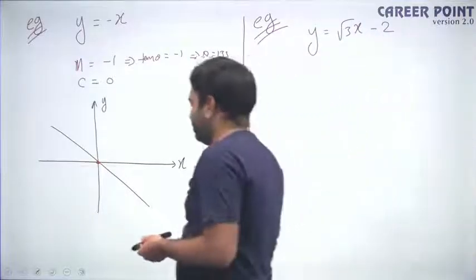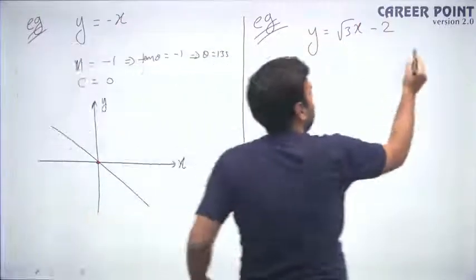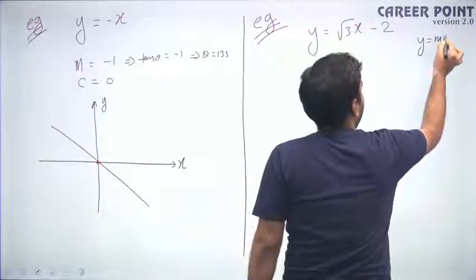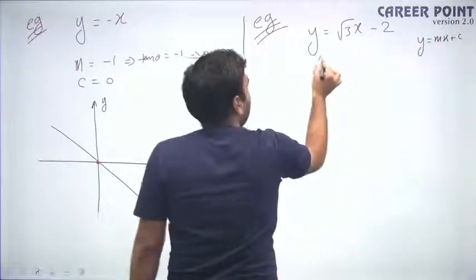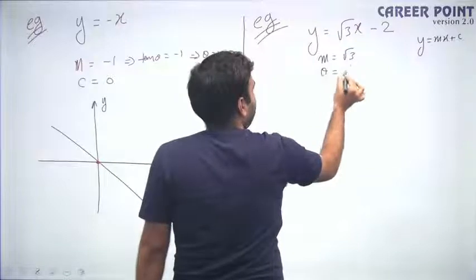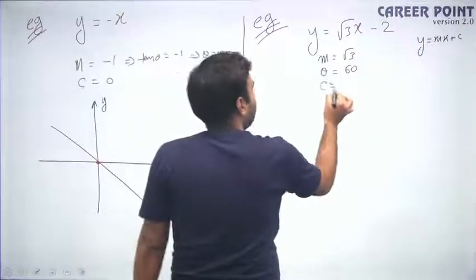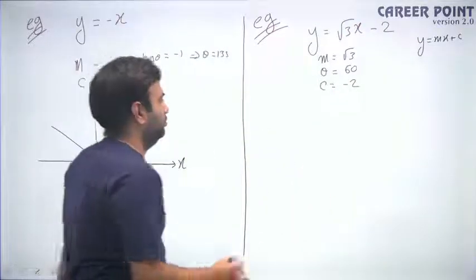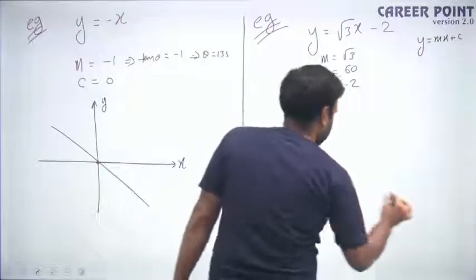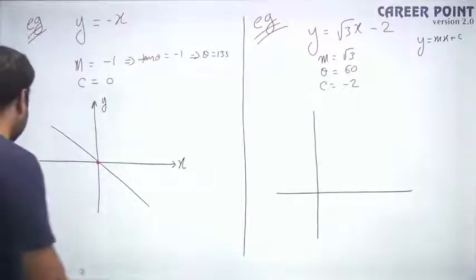So in this question, as you can see, if you compare this equation with y equals mx plus c, you will get m is equal to root 3. That means tan theta is root 3. So theta is equal to 60 degrees. Okay. And the value of c is equal to -2. What does it mean?